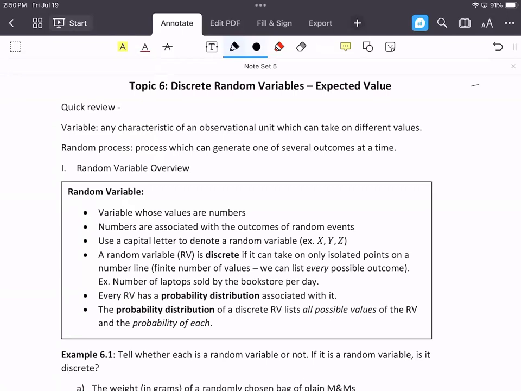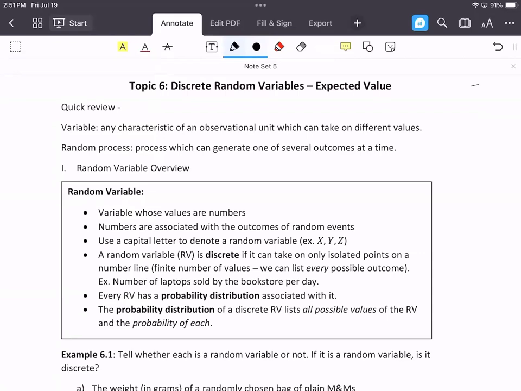To be a random variable, it's a variable whose value is a number. The numbers are associated with outcomes of random events. So there had to be a random event, it occurred, and it had a numerical outcome. We use a capital letter to denote a random variable: X, Y, Z. If it's cost, I'll use a capital C. If it's revenue, I'll use a capital R. So I usually try to use the capital letter that makes sense.